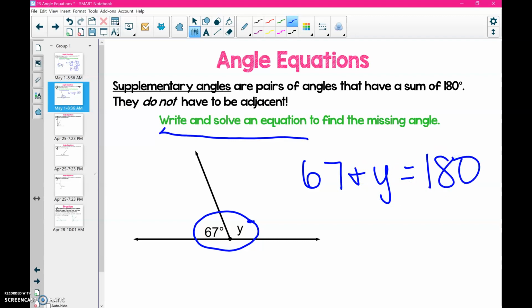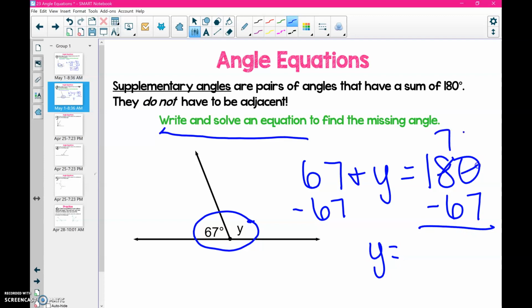And so we want to get the variable by itself. That's always our goal when we are solving an equation. And so right now it's being added by 67, so we need to subtract it in this case. And if we do it to one side, we have to do it to the other. And so I end up with y equals. Now if you have to do a little work off to the side, you're more than welcome to. Like on this one, we're going to have to borrow. If you can do that in your head, that's perfectly fine.